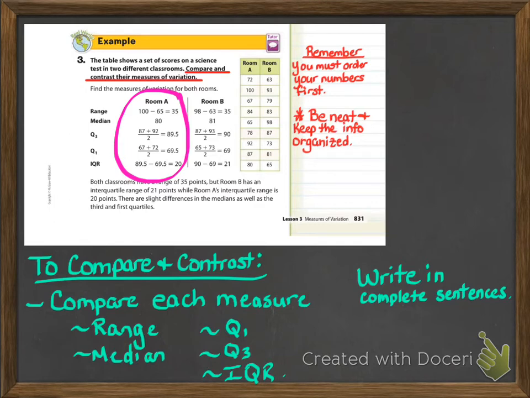Then they found the same thing, the range for room B. So now we're looking over here. So you'll notice that both ranges are 35. There's your similar there. We're comparing them.